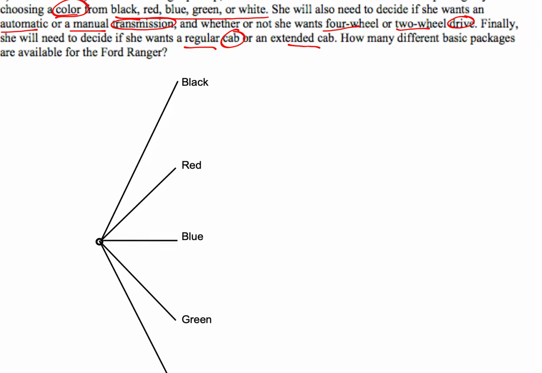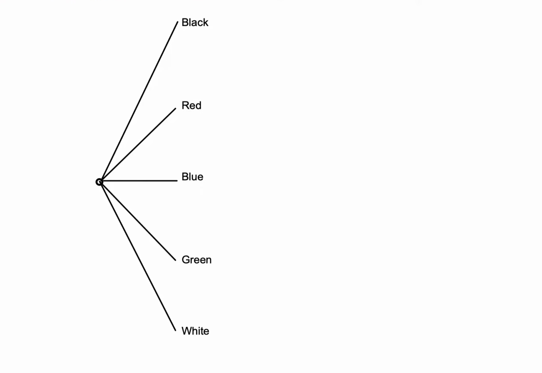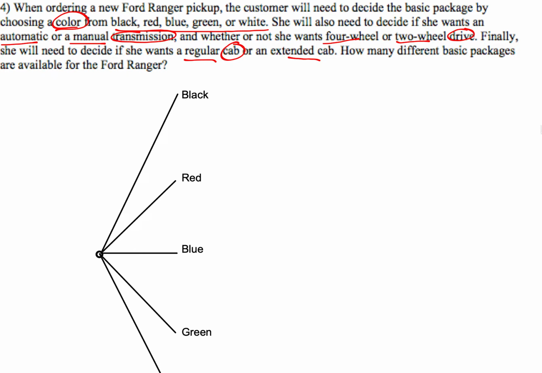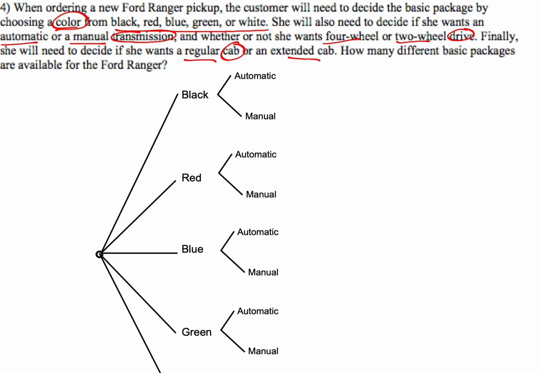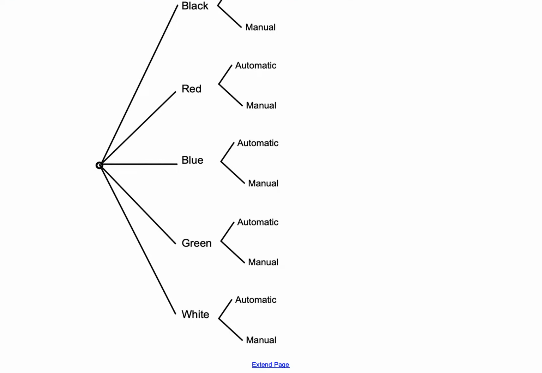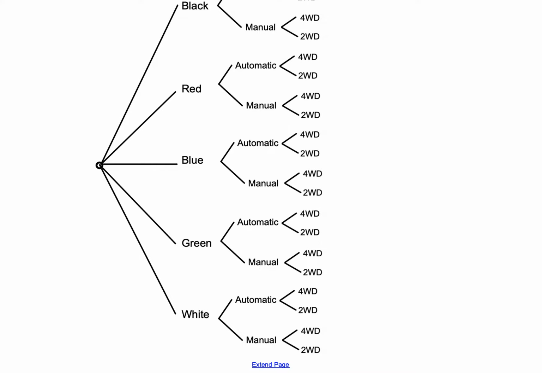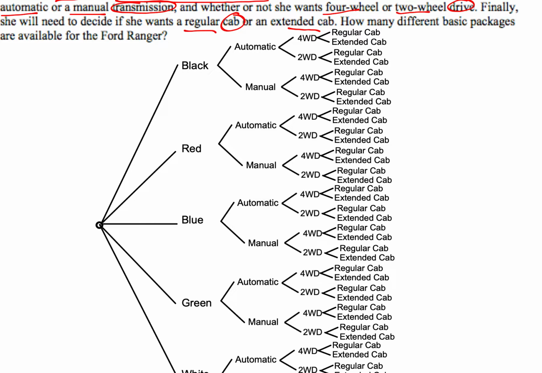Okay, scrolling down a little bit so we can see a little bit more of this. After we've decided on the color, you make your next decision, which I believe was the transmission. So this will go off to being either an automatic transmission or a manual transmission. After that, we need the drivetrain, either 2-wheel drive or 4-wheel drive. And there's one more, the cab, the extended cab or the regular cab. So that gives us a lot of options here. I think if you were to count those up, this does come out to be 40 outcomes.